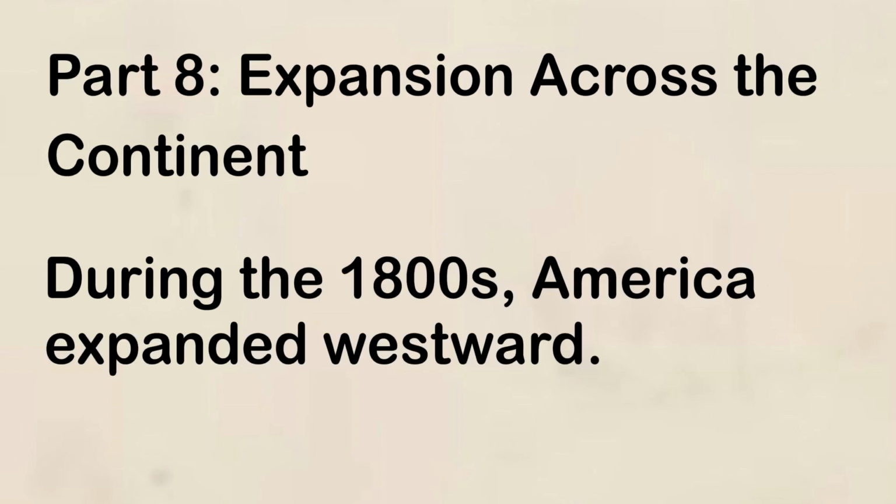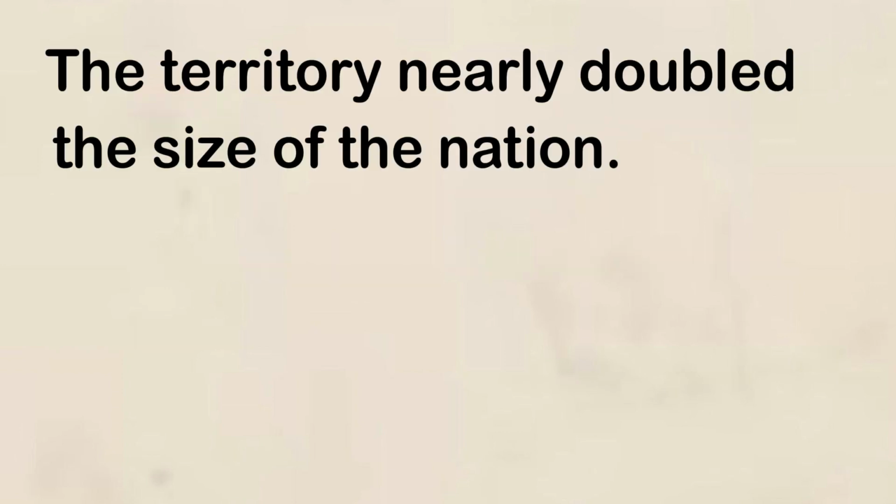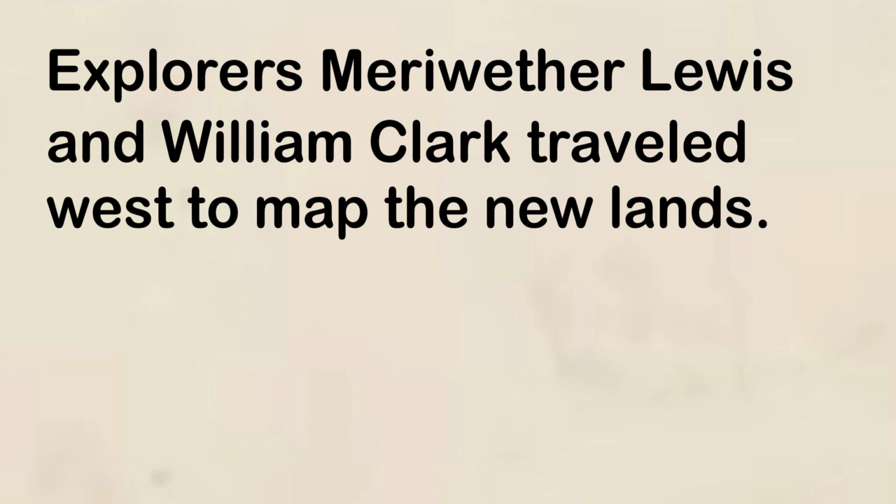Part 8. Expansion across the continent. During the 1800s, America expanded westward. In 1803, President Thomas Jefferson completed the Louisiana Purchase from France. The territory nearly doubled the size of the nation. Explorers Meriwether Lewis and William Clark traveled west to map the new lands.